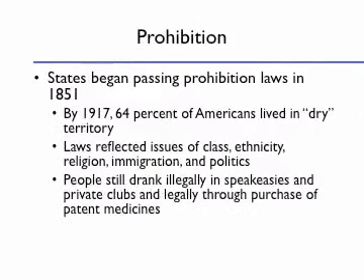Alcohol was illegal in the United States. Individual states started prohibiting alcohol in about 1851, and by 1917, 64% of Americans could not buy alcohol legally where they lived. And these laws were influenced by a lot of different factors, including class and ethnicity and religion and politics.